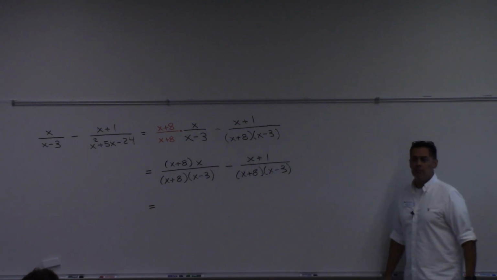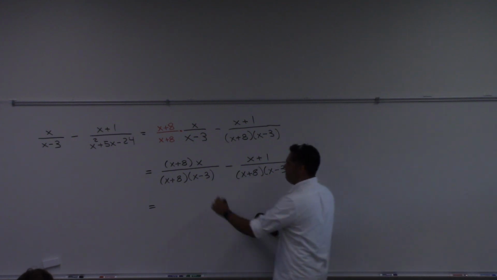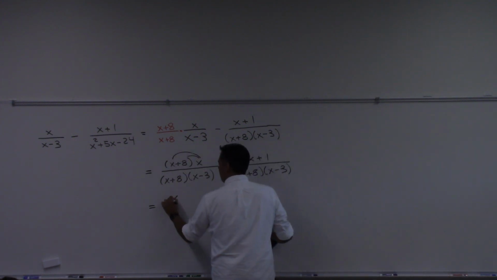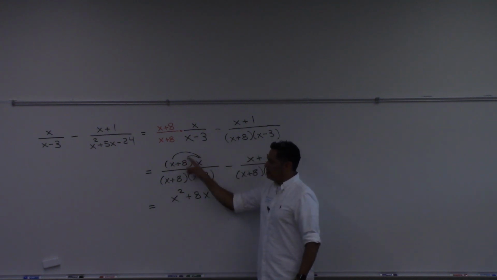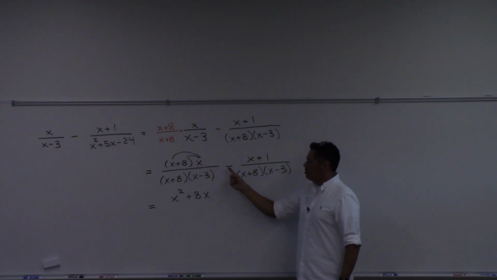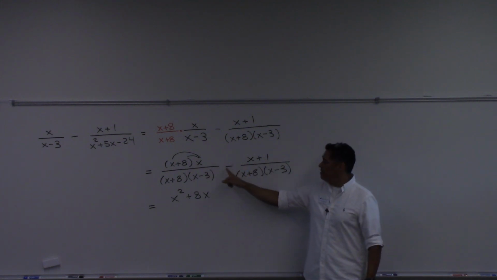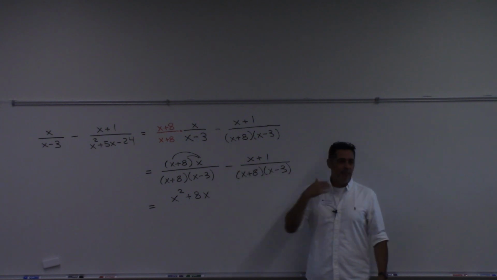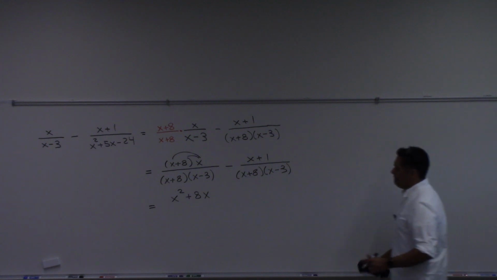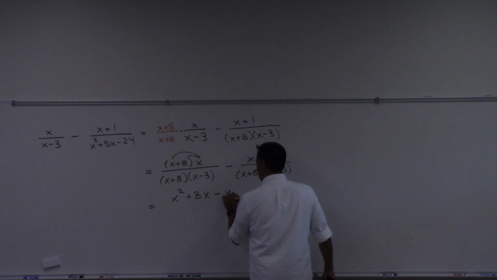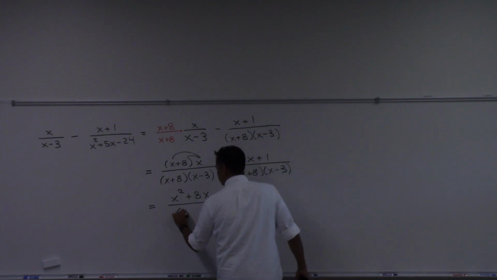What now? Distribute through this top, right? Here, here. So x squared, let's see if I can do this fast. X squared plus 8x, right? X squared plus 8x. Then I still need to do what? Subtract this thing, right? Which means this minus sign is going to hit both of these, making them both negative, right? Minus x, minus 1. All of this is going to be over the common denominator.